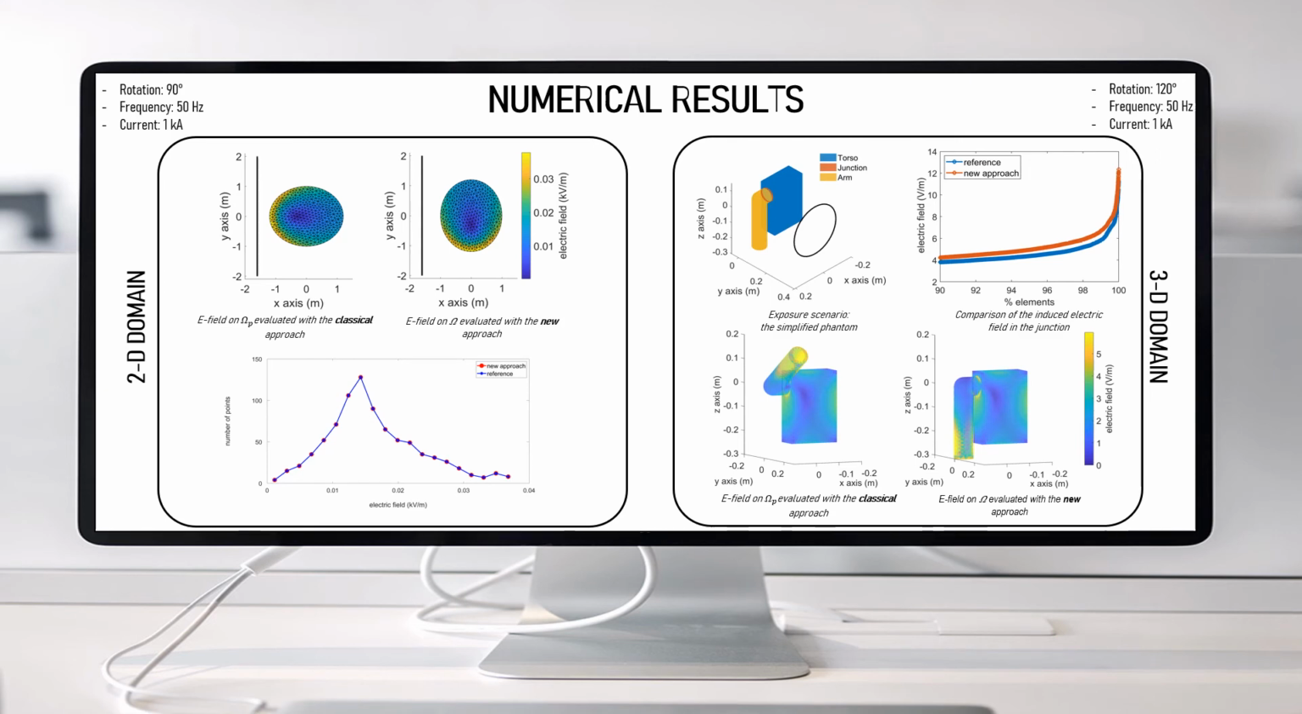In the maximum exposure, the numerical results are completely comparable in the torso and arm, and there is a little deviation in the junction, with an overestimation of 11%, more than acceptable, due to the linear variation of the Jacobian matrix angle.